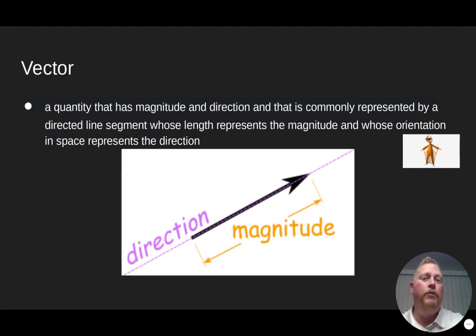So commonly we represent a vector with an arrow. However long the arrow is, that's your magnitude, and whatever direction the arrow is going in is your direction. As they used in the definition, the orientation of that arrow represents the direction.